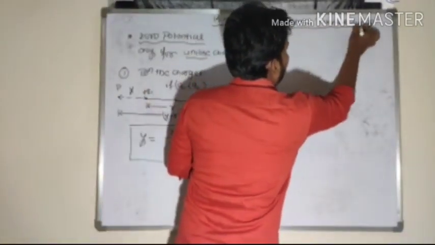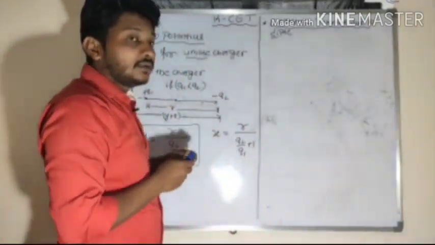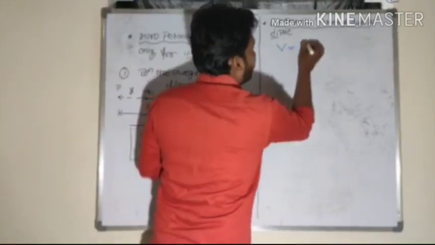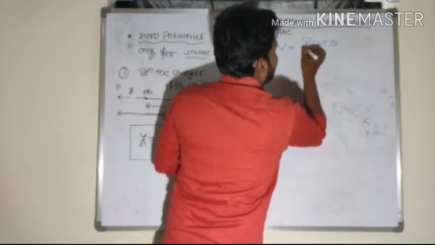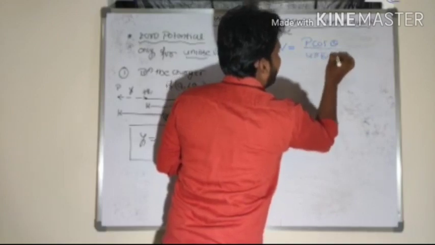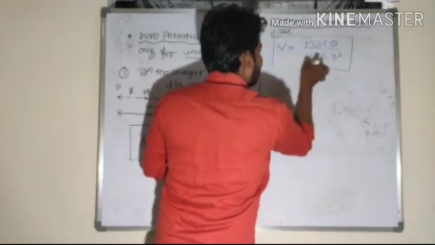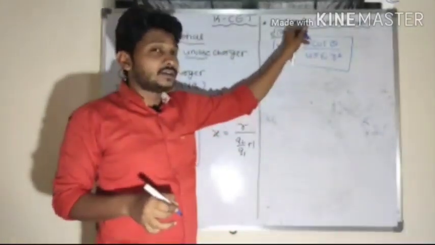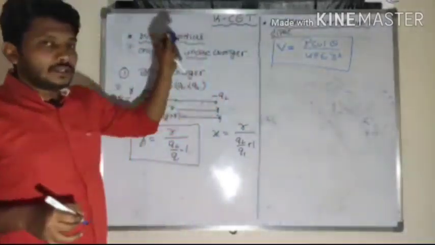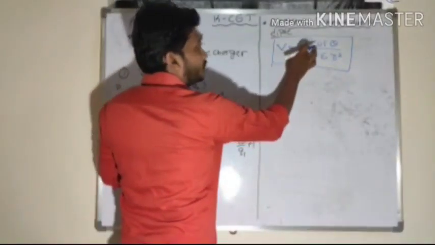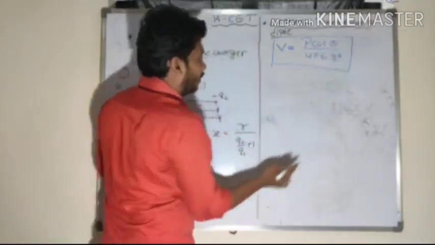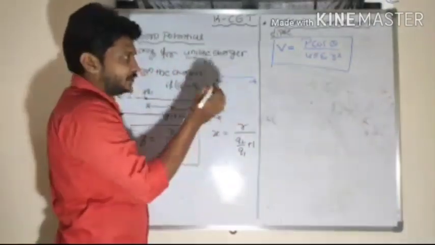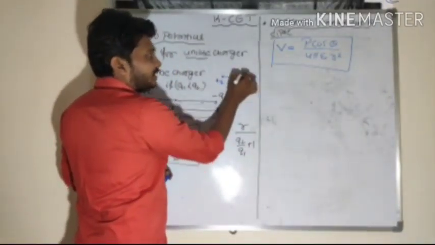What is the generalized formula for electrostatic potential due to a dipole? V is equal to P cos theta divided by 4 pi epsilon naught r square. For example, this is plus Q and this is minus Q. Due to this dipole, I will get that potential value.